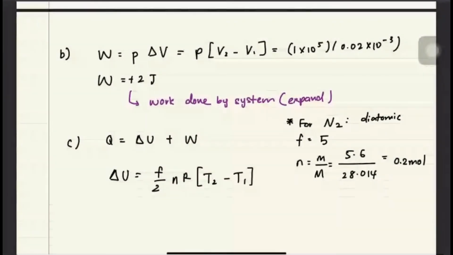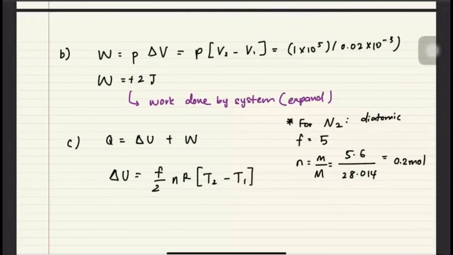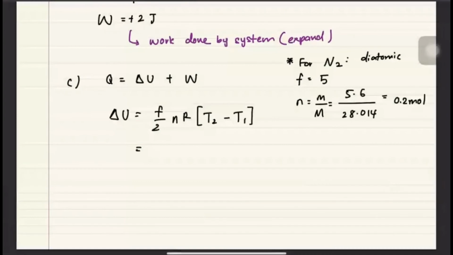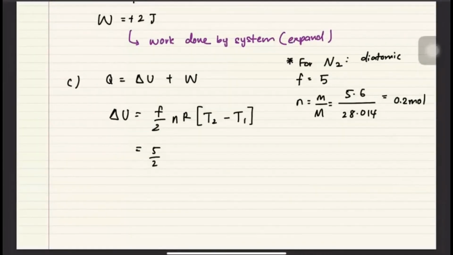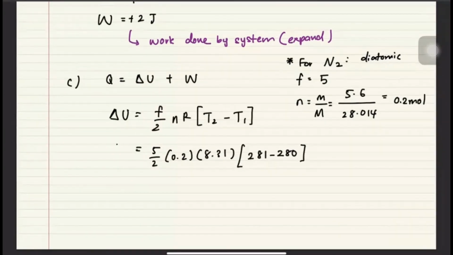Okay, now we already have n, F, R is a constant, T you have as well, so you can straight away calculate lah. So it will be 5 over 2 multiplied with the number of moles, which is 0.2, 8.31. So this one is 281 minus 280. That one is 1. So here I got 4.16. Sama, sir. Okay, good.